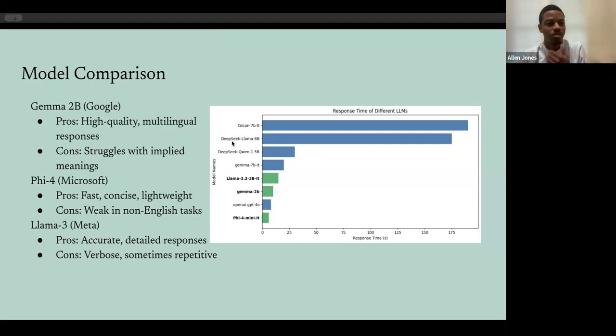With Gemma 2 billion, some of the pros is it was very high quality, and it could answer those multilingual questions. But it struggled a little bit with implied meanings or those subjective questions where it had to think on its own. Microsoft Phi-3 was lightweight, it was fast, and it gave those concise answers we were looking for. But some of the cons with that, it wasn't as good with translations in other languages. And then Llama 3 gave accurate and detailed responses, but it was very verbose and it would repeat itself a lot.